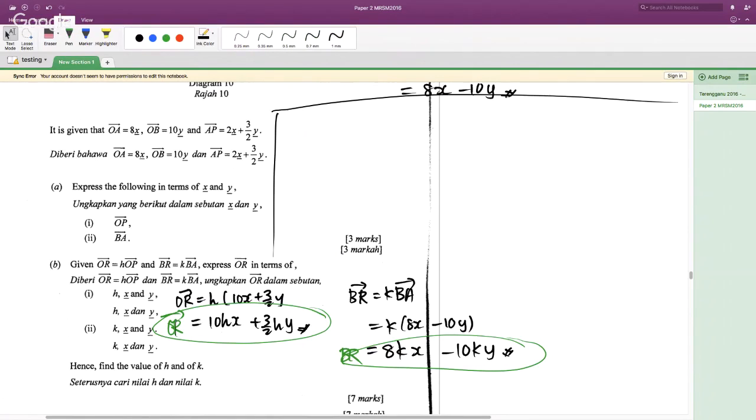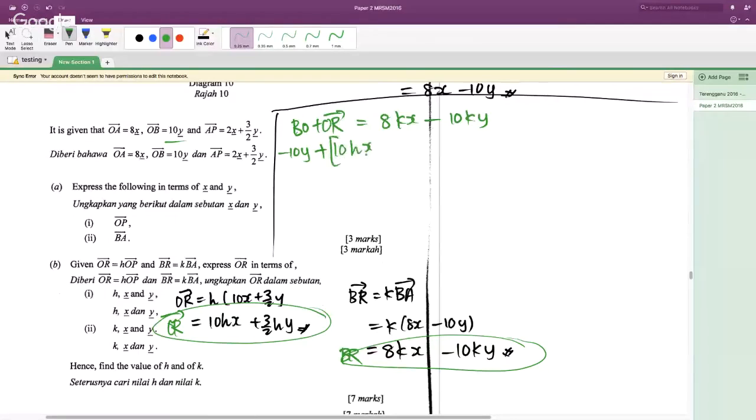Yeah, so you can do either one, it is fine. Let's say I want to substitute into BR. I can say BR actually equals BO plus OR. So BR equals 8kx minus 10ky. This is BR. And BO we have here is negative 10y. And OR we have exactly the whole thing here.